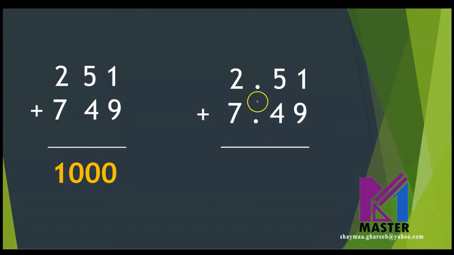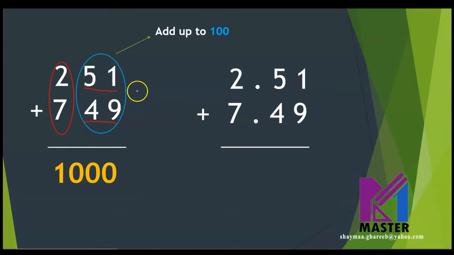And I will do exactly the same, but this time I will have decimal numbers with the same digits exactly. 2.51, 7.49. Now let's see what happened. What do you notice here about the sum of these two numbers? We have 51 and 49. 51 and 49 gives number 100.